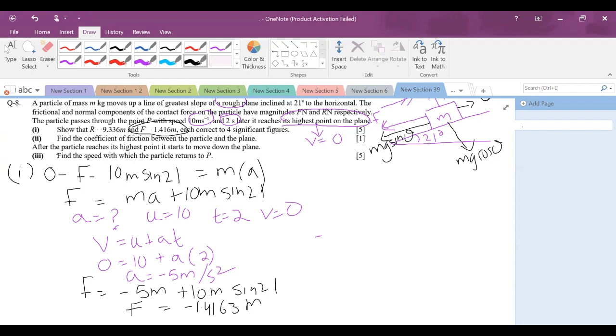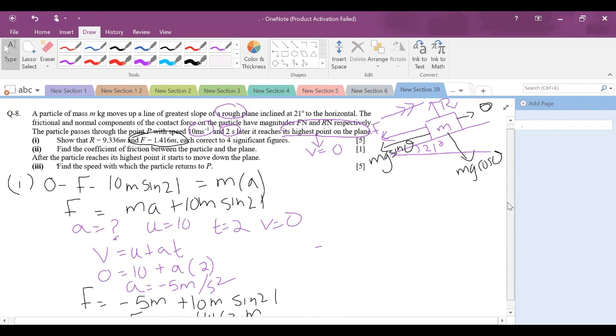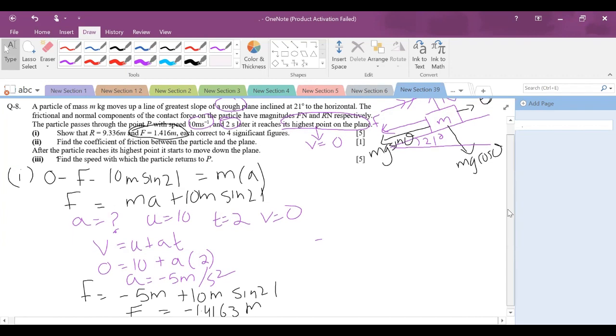1.4163 m, but F should be positive. Okay, that probably means that I have pointed F in the wrong direction. Friction, but it says moves up the line of a greater slope. Just give me a second.